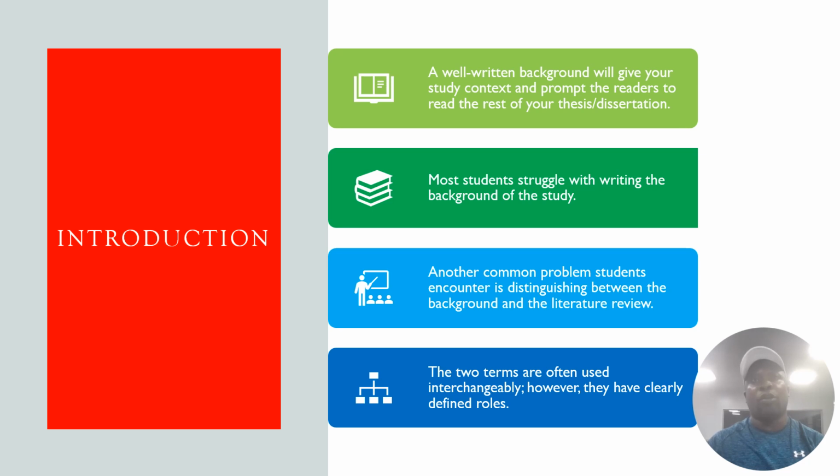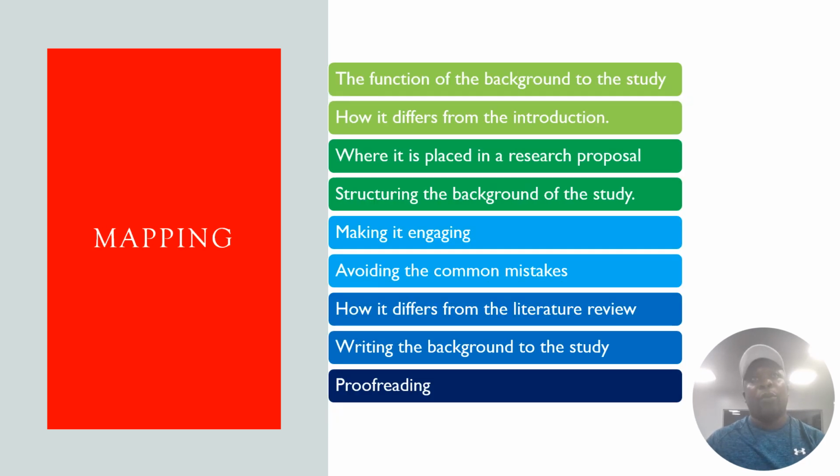Here we are going to talk about a lot of things. So the way forward, how are we going to move? This is going to be a very long presentation. First, I'm going to talk about the function of a background to the study. What does it serve to do? Then how does it differ from the introduction? And where do you place it in your research proposal? And the structure of the background, how should you structure it? Then, of course, making it engaging, avoiding the common errors, and how it differs from the literature review. As I said, we have a problem of students failing to distinguish between a background to the study and the introduction, and also between the background to the study and the literature review. And we are going to be doing that here.